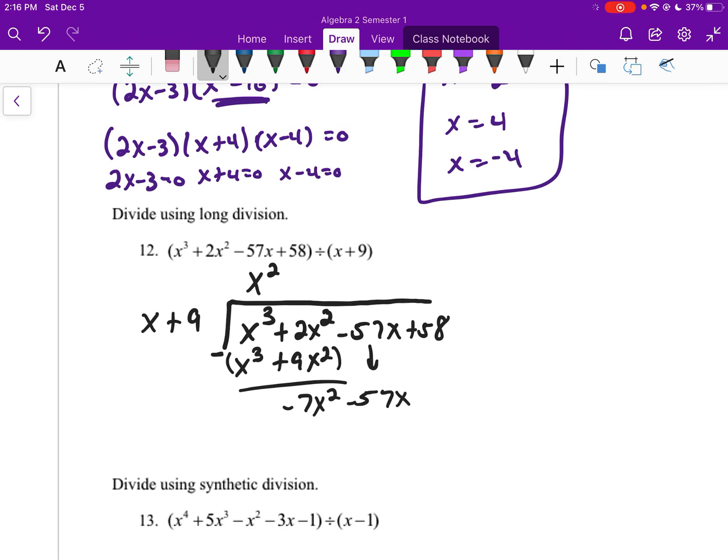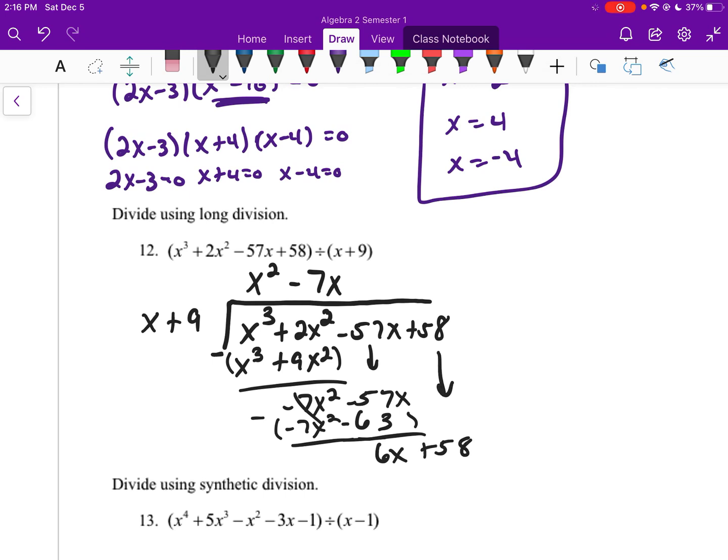Bringing down that next term. Now you're thinking x times what will give me negative 7x squared. That's going to be minus 7x. And then again, multiplying, so minus 7x squared. And then negative 7 times 9 is going to give you negative 63x. Sorry, no, what am I thinking? 63x. And then remember, we are subtracting, so those terms will cancel. Negative 57 minus negative 63, so really adding, we're going to get 6x.